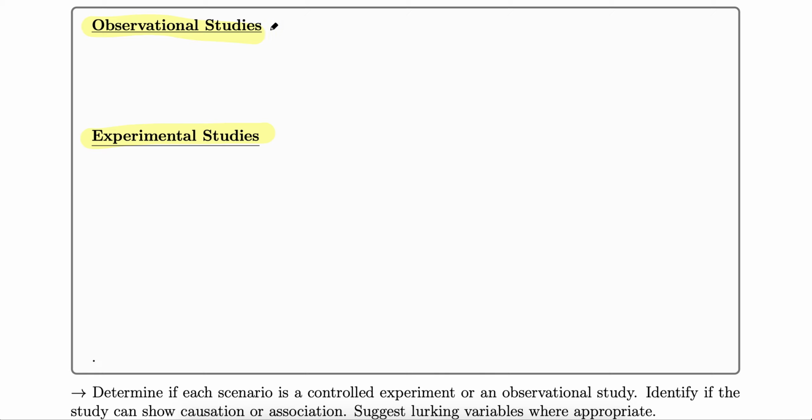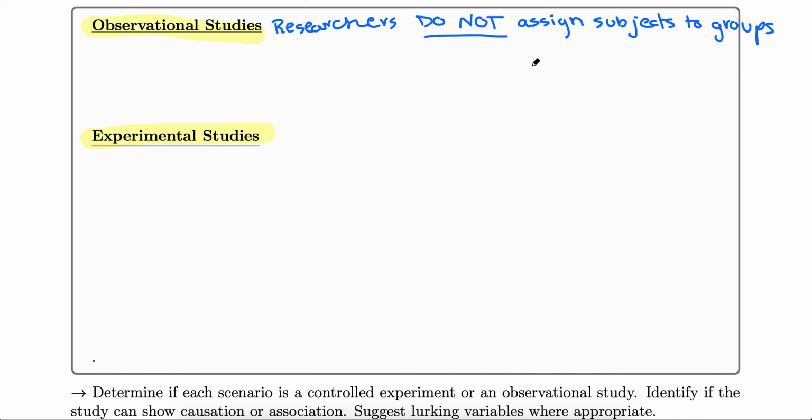So the difference here, observational studies, in these studies, the researcher does not assign subjects to any particular treatment or group. So we'll add that definition here. Researchers do not assign subjects to groups. Now, sometimes this is a little bit misleading because people say, oh, there's groups, it has to be an experiment. Not necessarily true. Just because you're not assigning subjects to groups doesn't mean they don't exist.